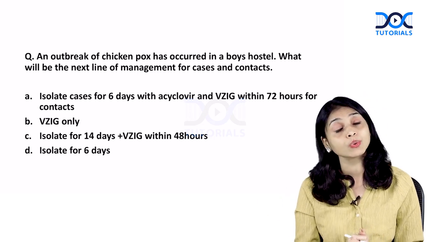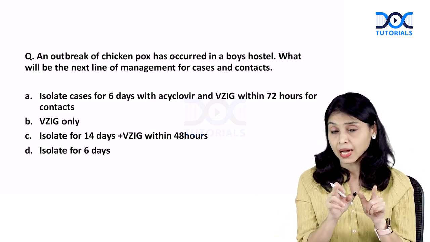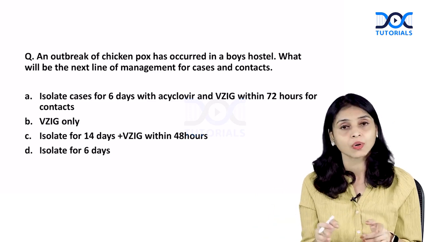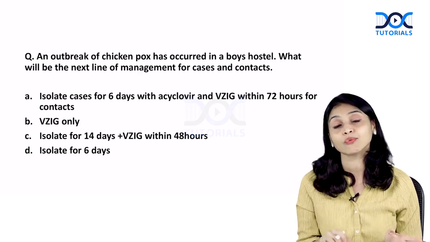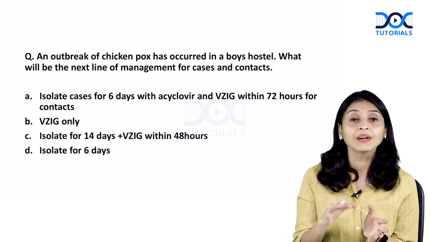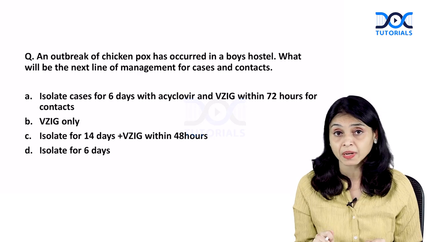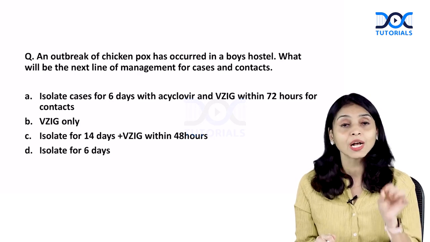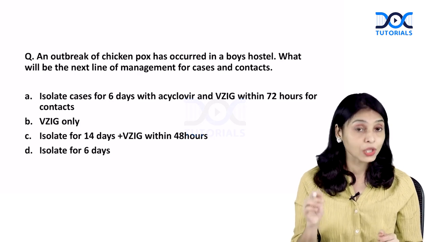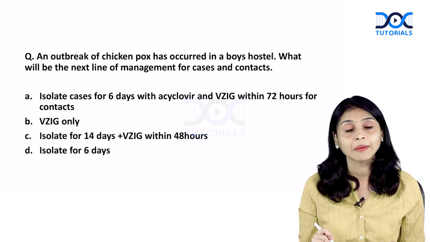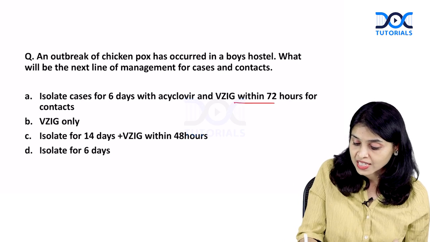And what to do to the contacts? Contacts, they don't have disease, but you have to quarantine them. For how long? For 14 days. That means you have to restrict them for 14 days. And what is the importance of 14 days? That is the maximum incubation period, because you want to see whether they will develop the disease or not. So, you quarantine them for 14 days, and along with that, it's better if you start them with immunoglobulin as a prophylactic within 72 hours.